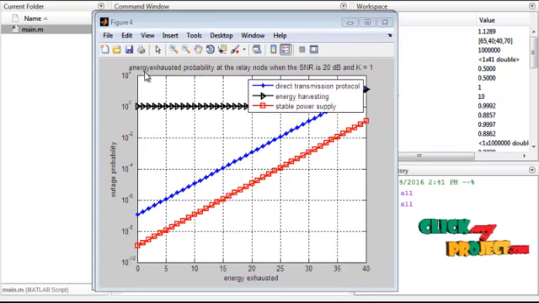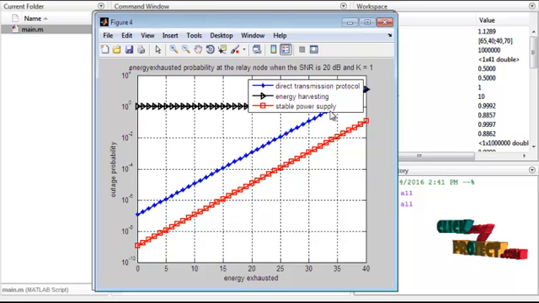This is the final graph: the energy exaggerated probability at the relay node when the SNR is 20 dB and K is equal to 1. As I already mentioned, there are two types of protocol: the direct transmission protocol and the energy harvesting protocol. The direct transmission protocol is in ascending order, and the energy harvesting protocol is indicated in black. The stable power supply is indicated by the red color.